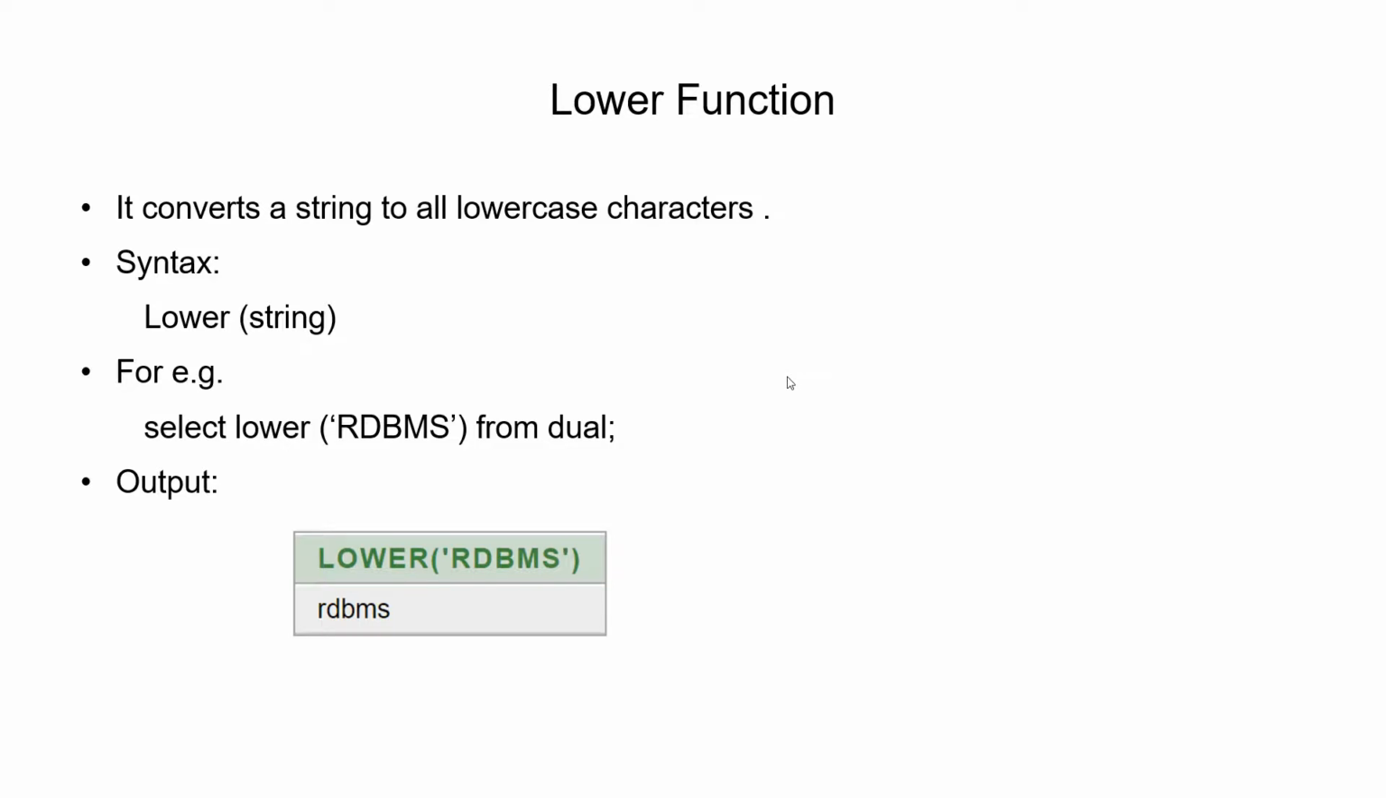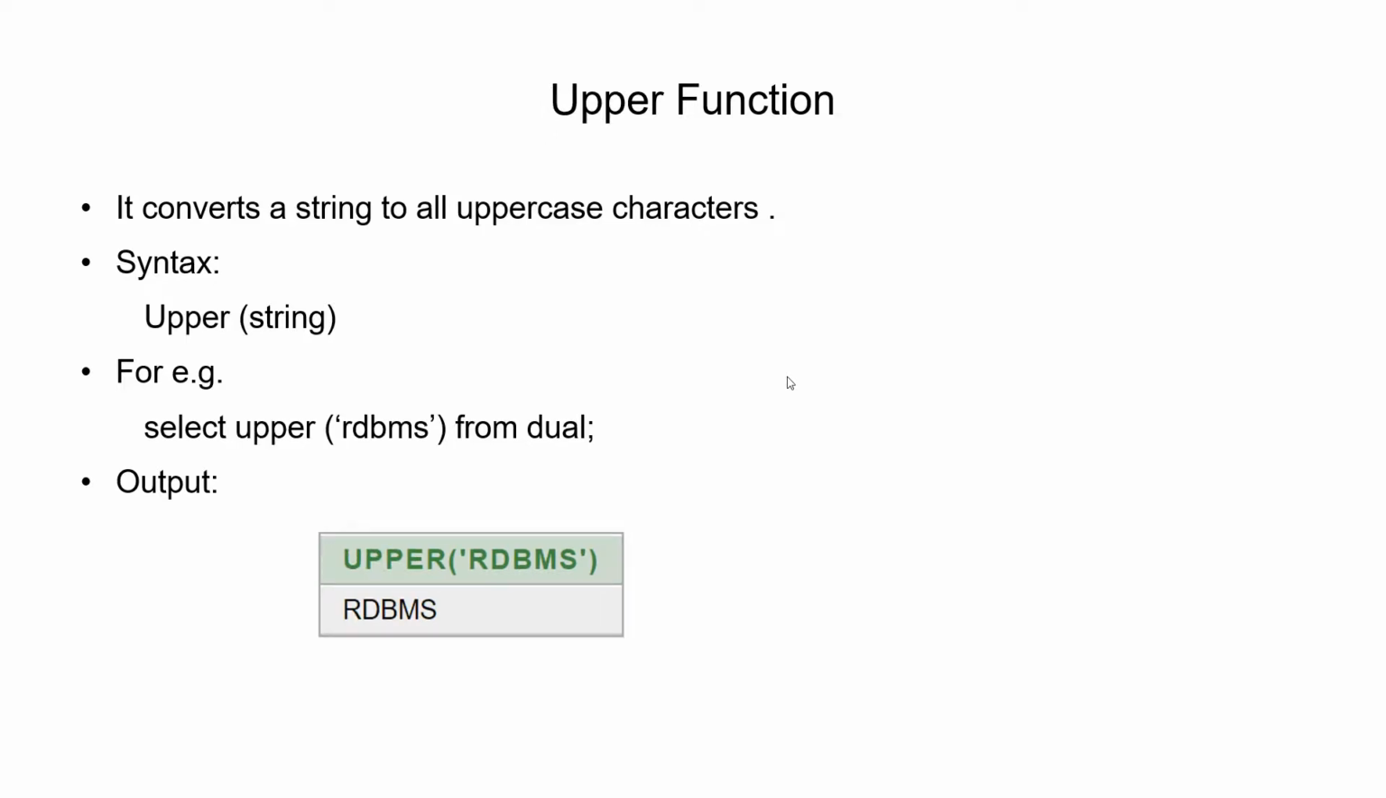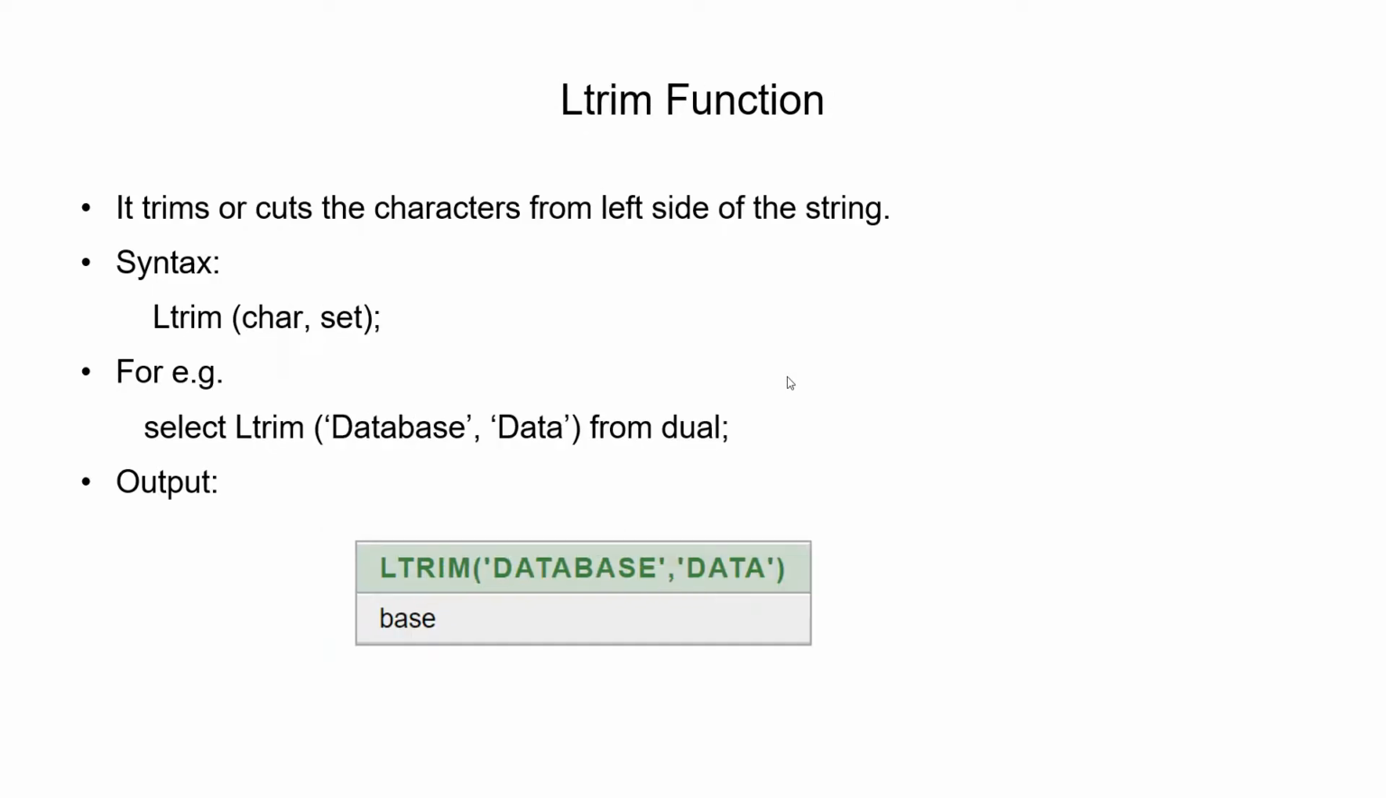Second is the lower function, means it converts a string to lowercase characters or small case characters. The syntax is lower, in brackets, string. For example, select lower('RDBMS') from dual. So the output is rdbms in small letters. Then the upper, it converts into uppercase. Syntax is again the same, upper string. And example, select upper('rdbms') from dual. The output is capital RDBMS.